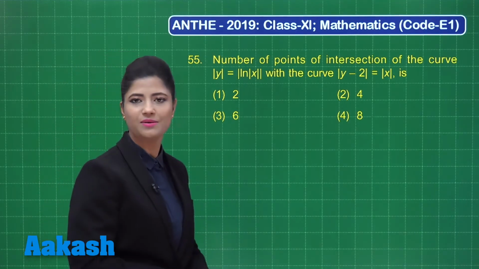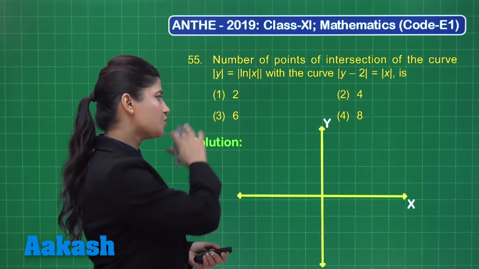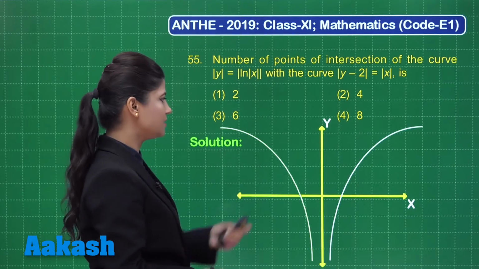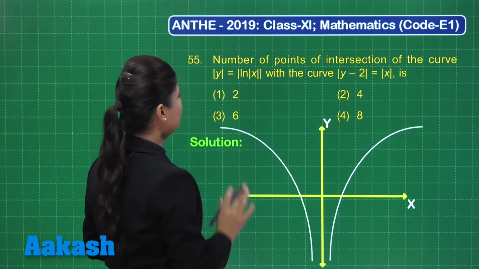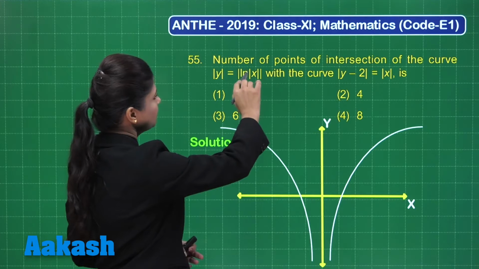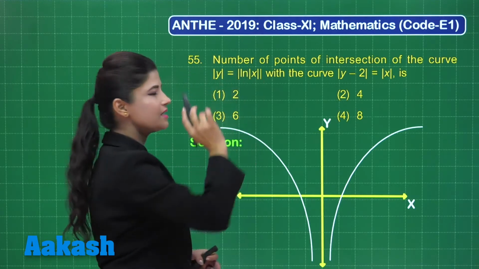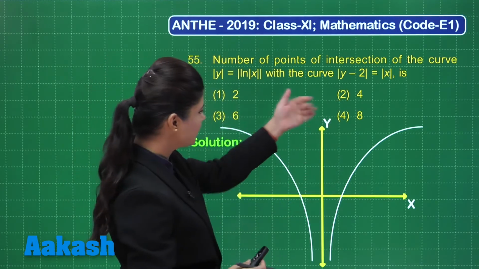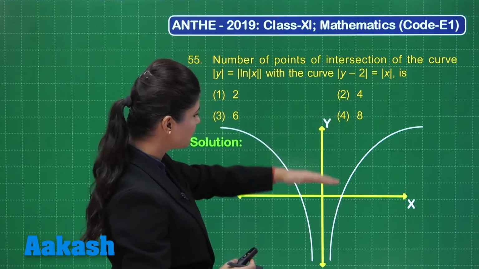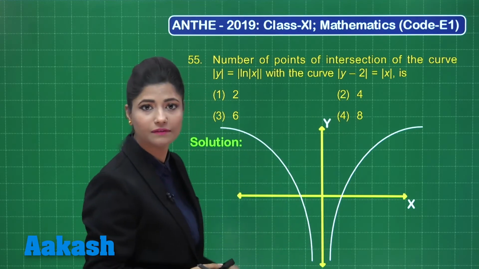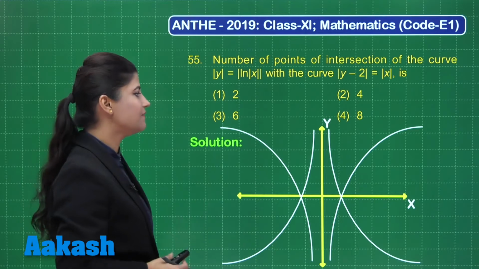So very first, let's trace the curve log of mod x. On the Cartesian plane, when you trace this curve, log of mod x, here we need mod over log of mod x as well as y. You will find that this portion will come in the upper half and this portion will completely replicate in the lower half, and you will get a graph like this.